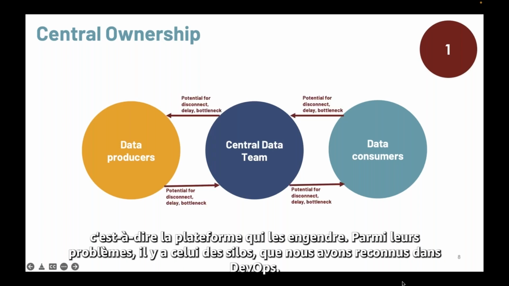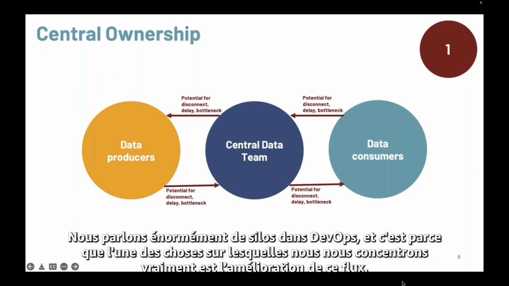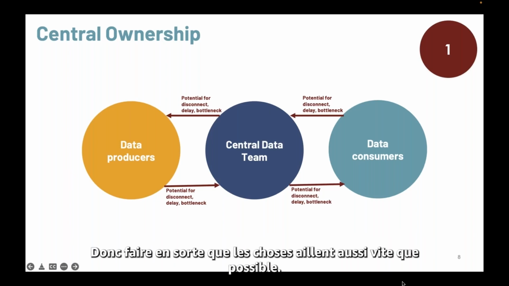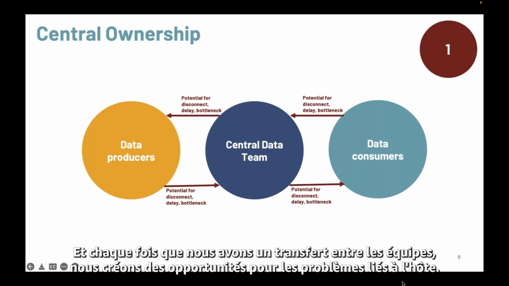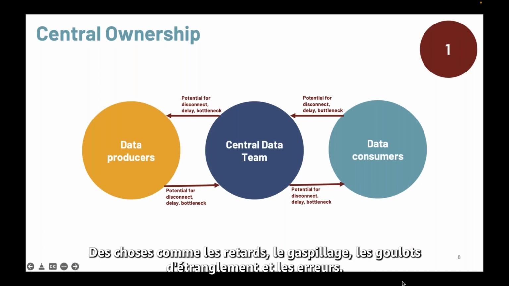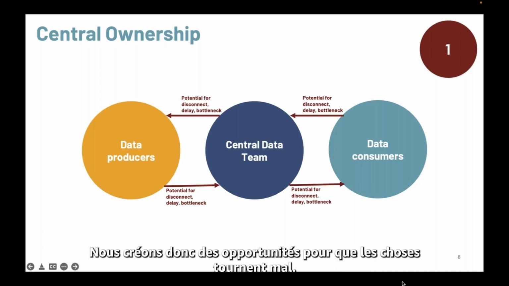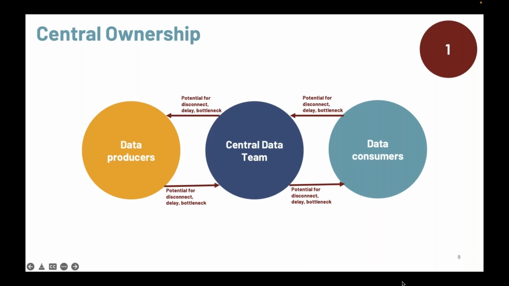And there are some problems with silos, and they're problems that we have recognized very much in DevOps. We talk about silos an awful lot in DevOps, and this is because one of the things we're really focused on is improving that flow, so making things go as fast as they can. And one of the biggest things that slows down flow is silos, because between silos we have handoffs, and whenever we have a handoff between teams, we create opportunities for handoff-related problems, so things like delays and waste and bottlenecks and errors. So we're creating opportunities for things to go wrong.